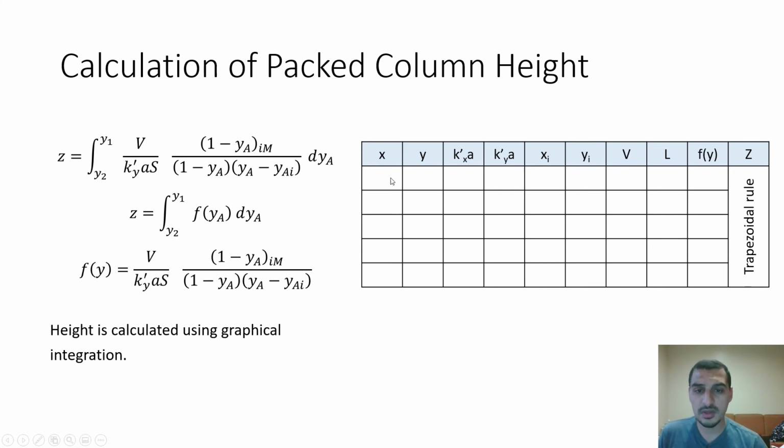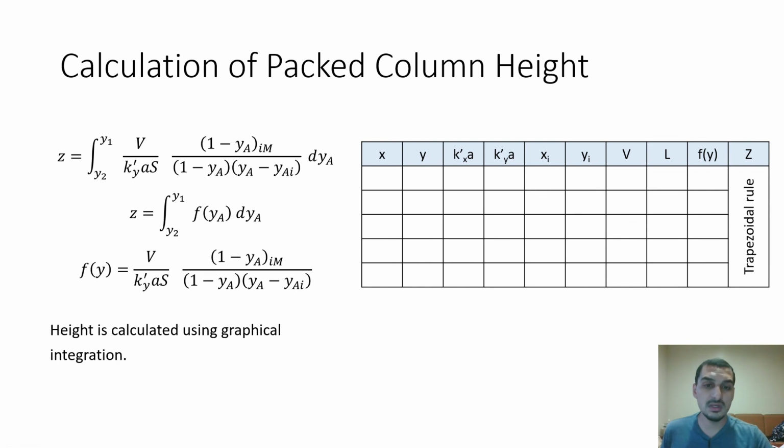We're going to assume values of x and y with increments from y1 to y2, which is the feed concentration to the outlet concentration, or the outlet concentration to the feed concentration in the gas phase, and we will calculate y, and then we will calculate k dash x and k dash y. So this is what we are going to do in Excel. I want to put it here so that you have some expectation of what we're going to do in Microsoft Excel when we do the calculations. So all we're going to do is get the values of these terms so that we can fill this table and get f of y. And then using the trapezoidal rule, we can calculate the z.